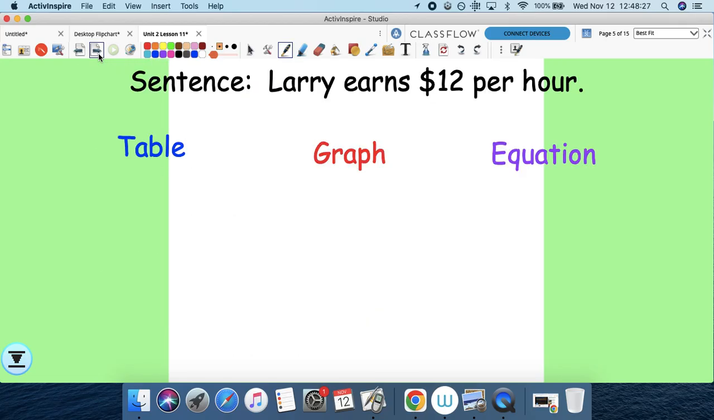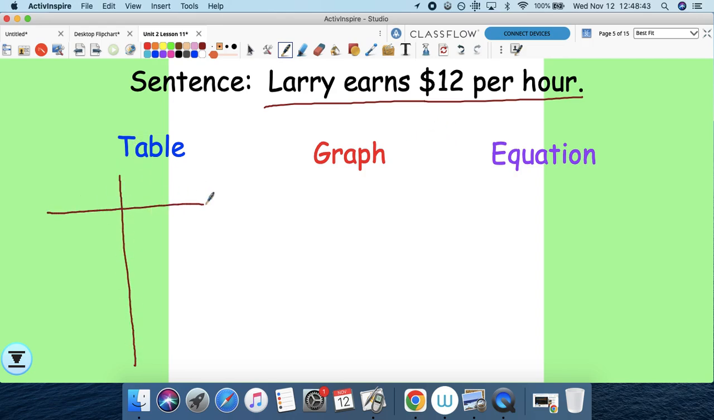So here is a statement, right? So we can write it. We represent a proportional relationship as a sentence, as a table, as a graph, and as an equation. So I'm going to repeat this in 3 different ways. So let's look at a table.